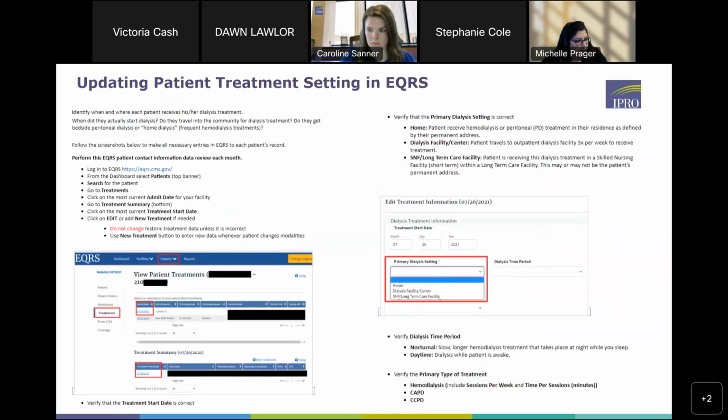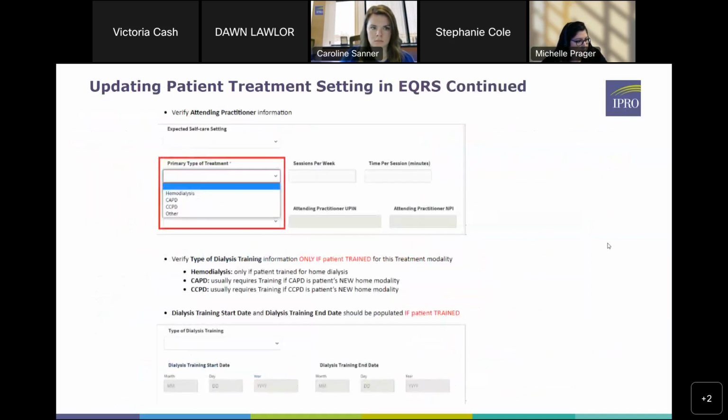These next 2 slides are the actual job aid. I just wanted to have them on the slides just to show you that if you needed to update your patient's status in EQRS, this is the job aid to show you how to do that. Next slide, please. And this is just the end of the job aid. Next slide, please.